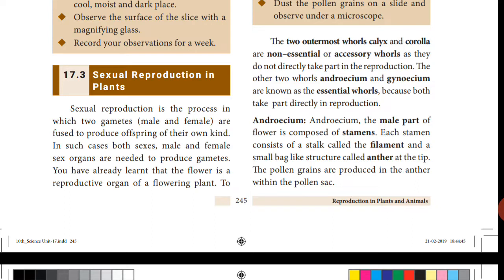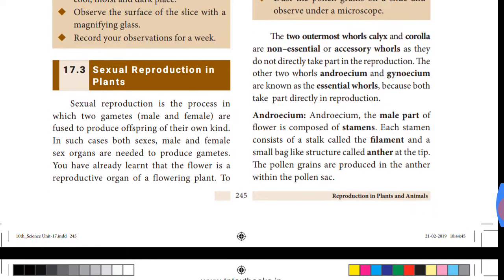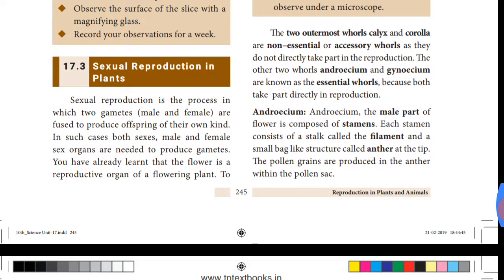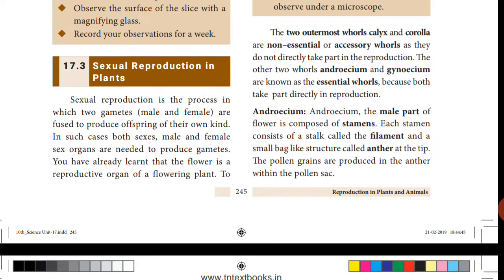Today we are going to discuss sexual reproduction in plants. Do you remember what we learnt in the previous class? Reproduction and the types of reproduction, vegetative propagation and asexual reproduction. These are the topics we completed in the previous class.